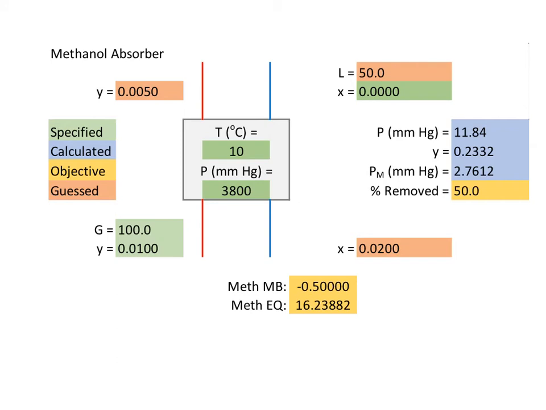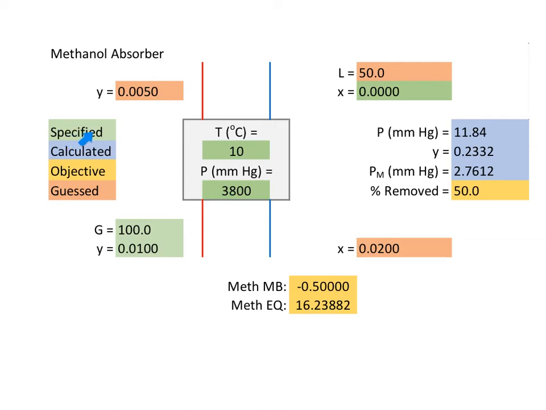Here are the calculations that you can find on the accompanying spreadsheet, Methanol Absorber. The equilibrium stage here has a temperature of 10 degrees C and 3,800 millimeters of mercury, which is 5 atmospheres.